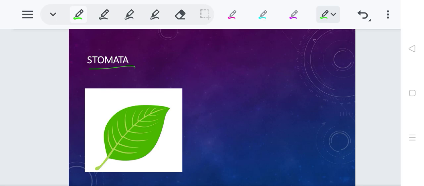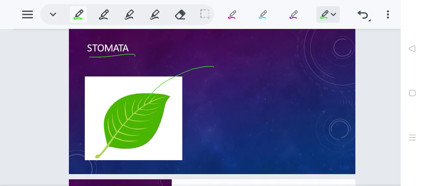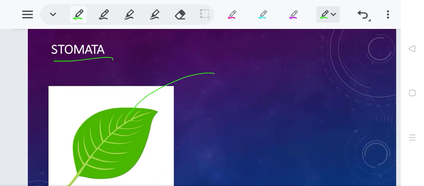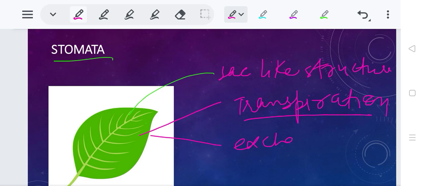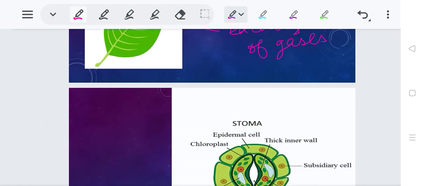Then we have stomata. Stomata are sac-like structures on leaves. There are two functions of them. First is transpiration. Why transpiration? Because transpiration help control the temperature of the plant and also creating a pressure, transpiration pull for the water to move above. Then we have exchange of gases. So this is the function of stomata. So this is all about stomata.